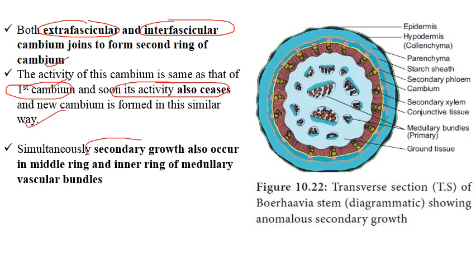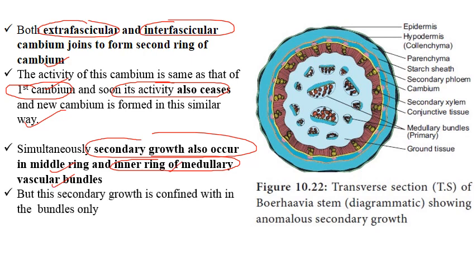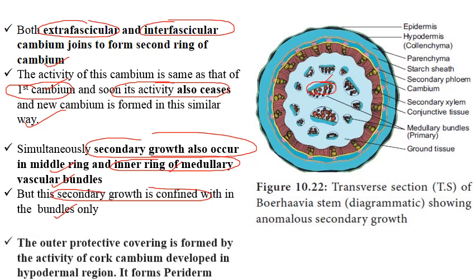Simultaneously, the secondary growth also occurs in the middle ring and inner ring of medullary vascular bundles, but this secondary growth is confined to within the vascular bundle only.